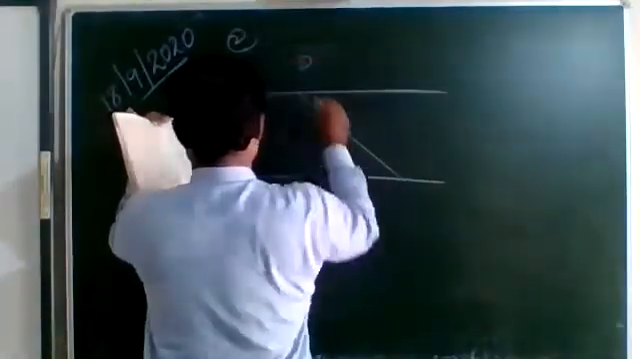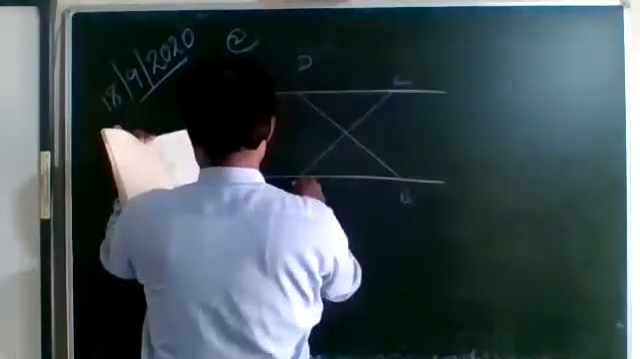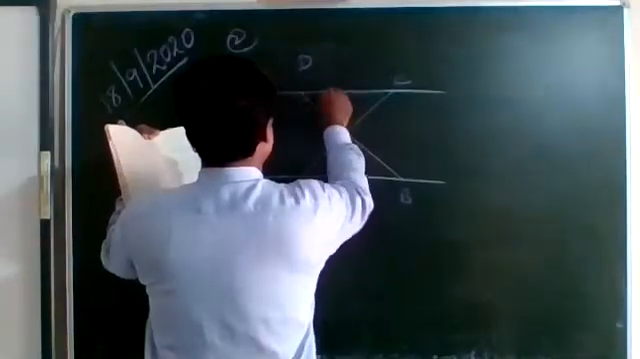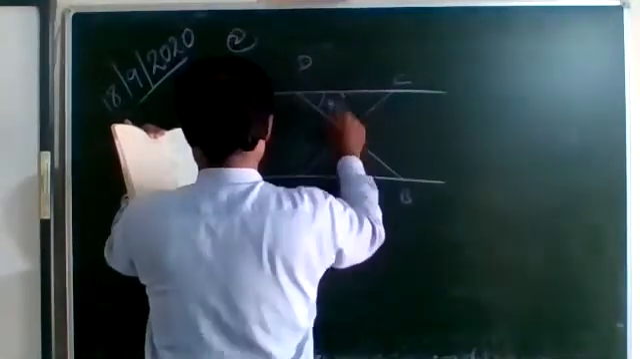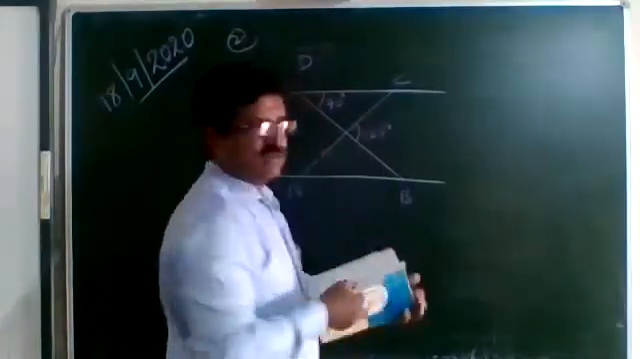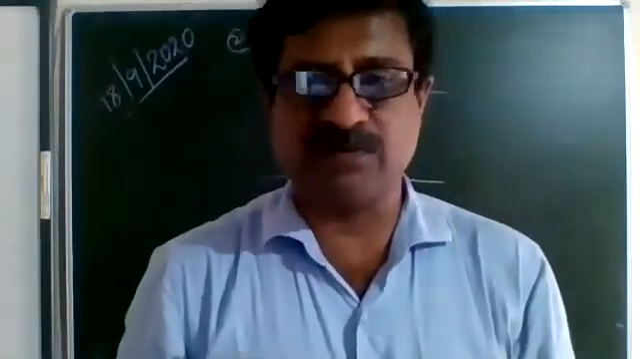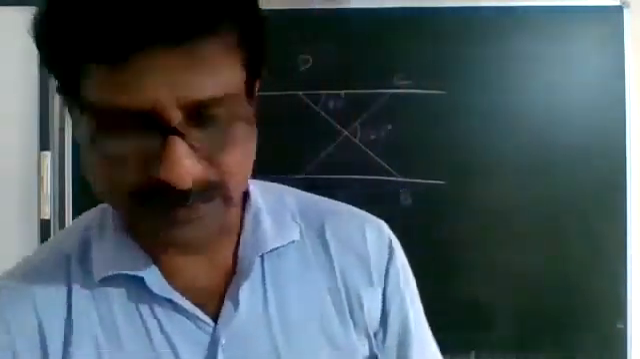This is D, B, and we got here C and A. This angle is given as 70 degrees. This angle is given as 125 degrees. Whatever you have to find out, we will read the question and accordingly we try to find out what actually we have to find out.